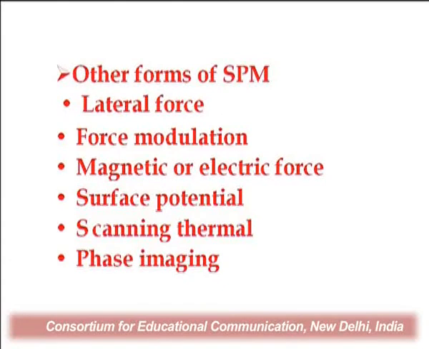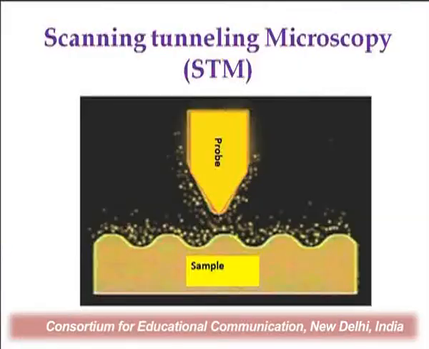Other methods of scanning probe microscopy are lateral force, force modulation, magnetic or electric force, surface potential, scanning thermal, and phase imaging. There are various methods, but in our further lectures we will discuss only scanning tunneling microscopy and atomic force microscopy. So we study the scanning tunneling microscope, the STM, in detail. Here on the screen we are seeing a diagram where we have a sample.